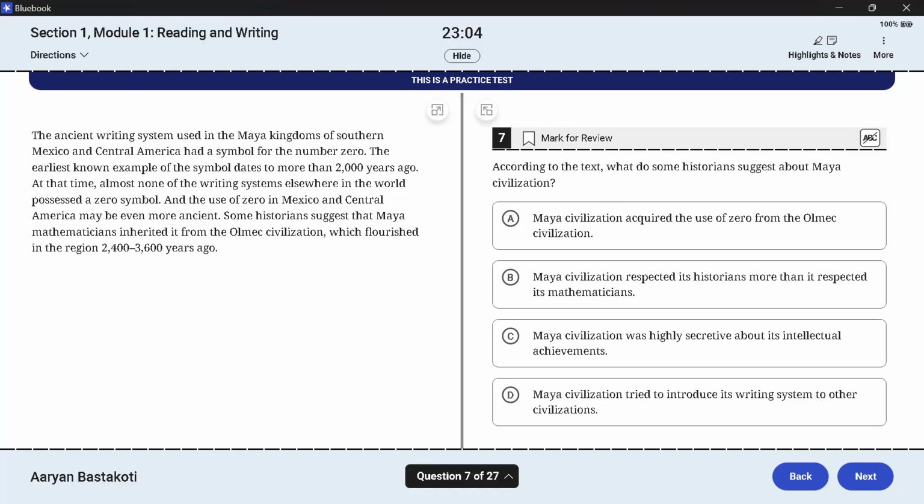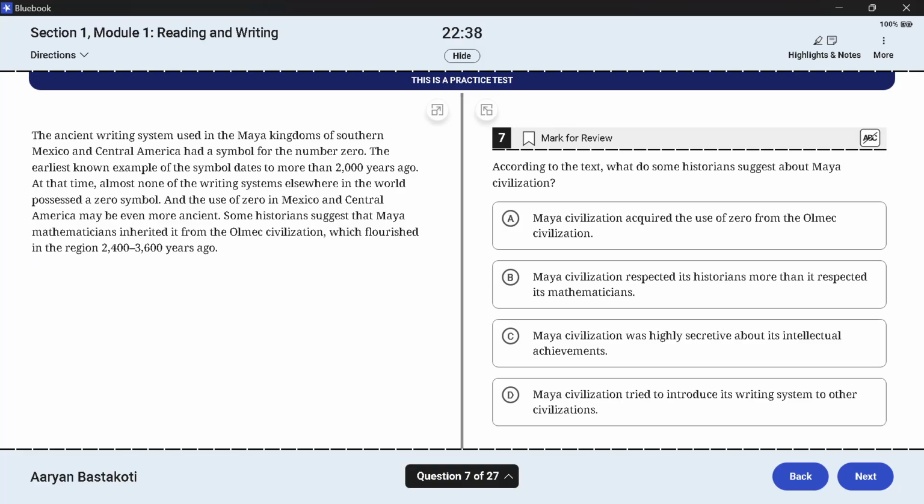The ancient writing system used in Maya kingdoms of southern Mexico and Central America had a symbol for the number zero. The earliest known example of the symbol dates to more than 2000 years ago. At that time, almost none of the writing systems elsewhere in the world possessed a zero symbol. Okay, this civilization did have the number zero, dated around 2000 years ago, and no other civilization had that. And the use of zero in Mexico and Central America may be even more ancient.